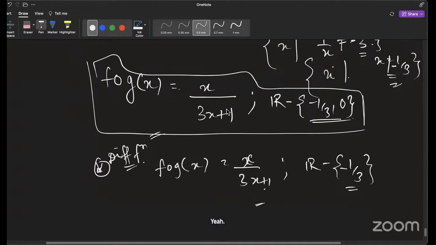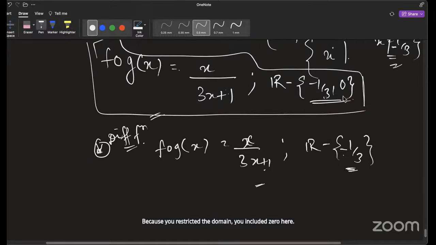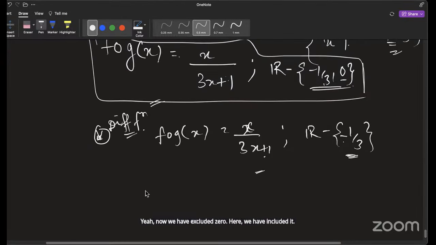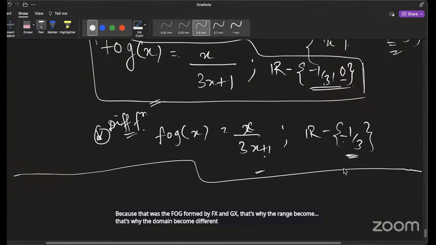That's why this function is not the same as this one. Because you restricted the domain, you included 0 here. Here we have excluded 0, here we have included it. Because that was the FOG formed by fx and gx. That's why the domain became different. There is an extra 0. So that's why these two functions are different. You're saying that.